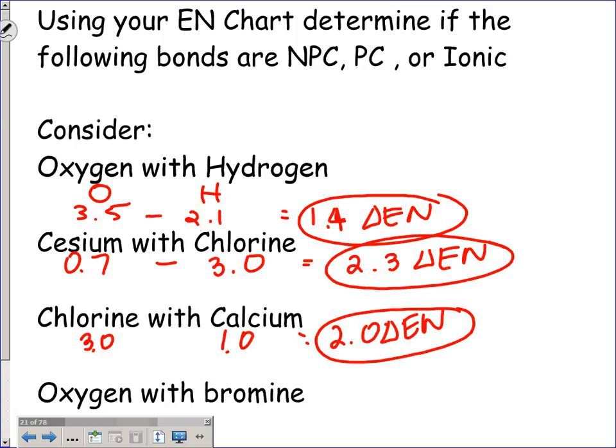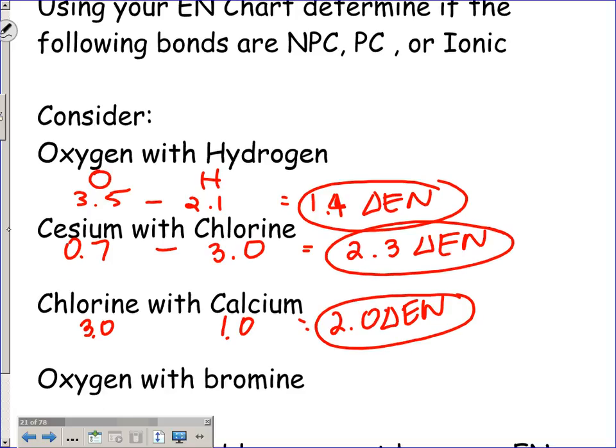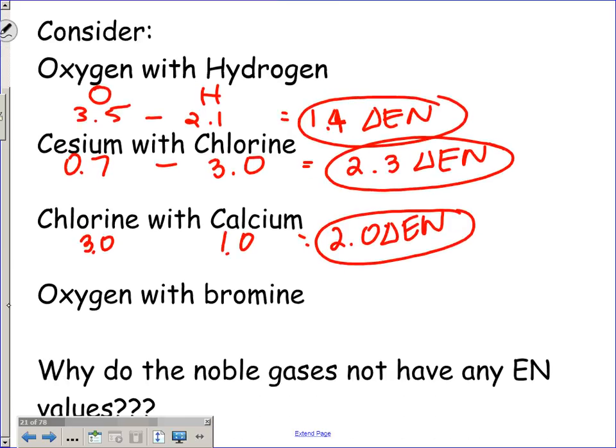So this is simple math. You're looking at the actual values, subtracting them to get a positive value. We're just looking for the difference, the absolute value. And I know you guys can subtract. So when you look at oxygen and hydrogen, you get a 1.4 electronegativity difference. Classify that as a type of bond.